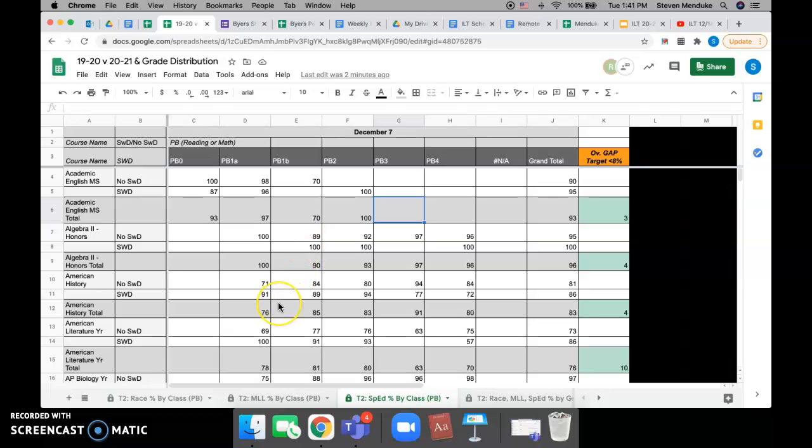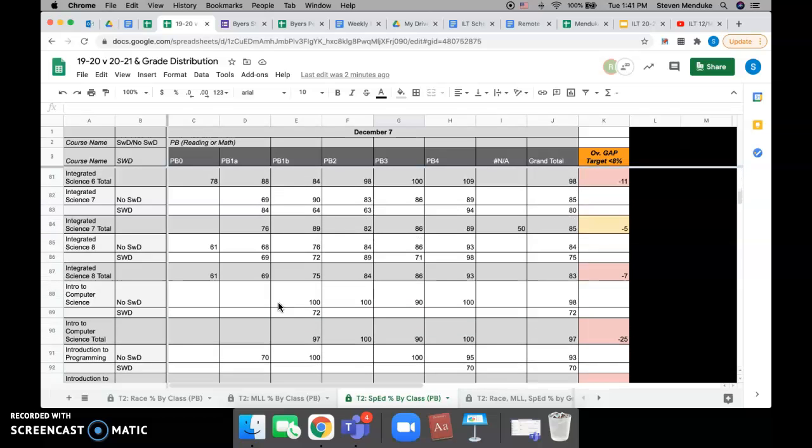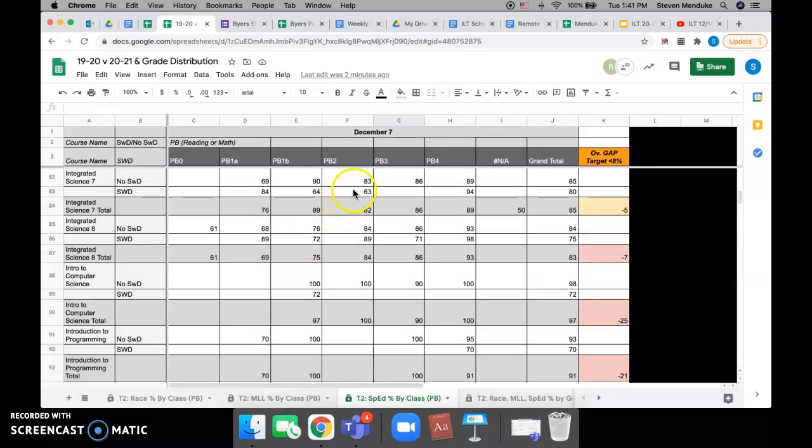And students with disabilities, of course, would be on this tab. Going down to Science 7 again, looking for gaps across performance bands. A pretty significant inverse gap here, pretty large gap here, pretty large gap here, and an inverse gap for our performance band 4, which is awesome. So the focus would definitely need to be in here.